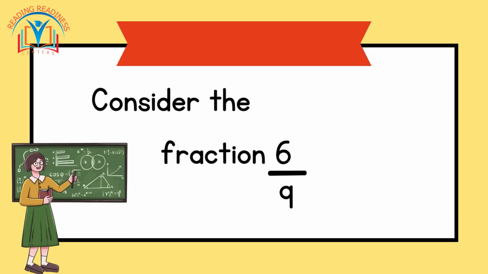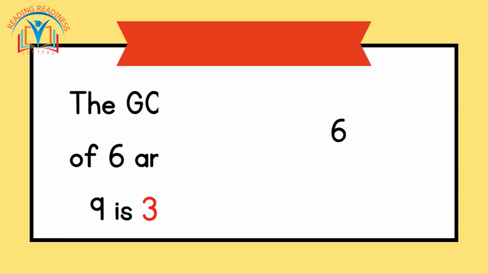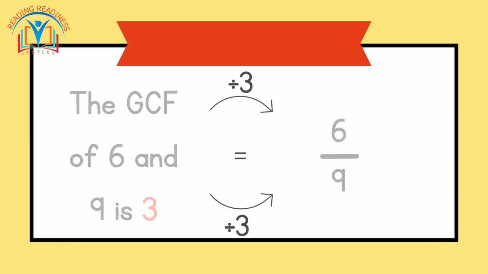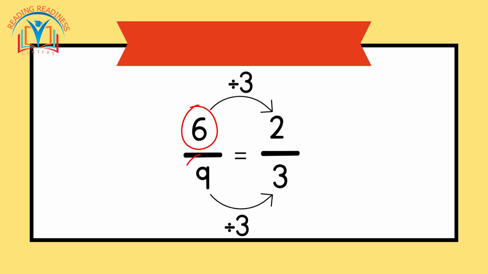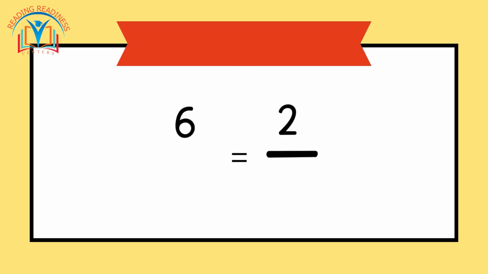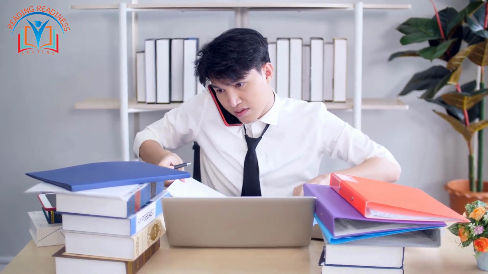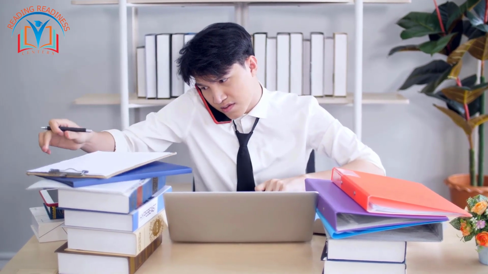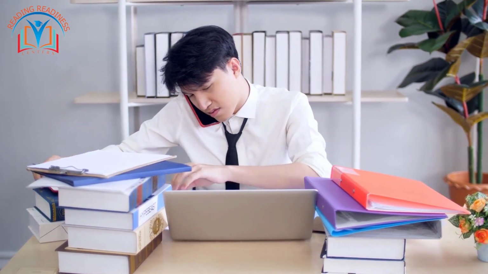Consider the fraction 6/9. The GCF of 6 and 9 is 3, so when we divide both the numerator and denominator by 3, we get 2/3. So, 6/9 simplifies to 2/3. It's like streamlining the information to its most straightforward form, making it easier to work with and comprehend.